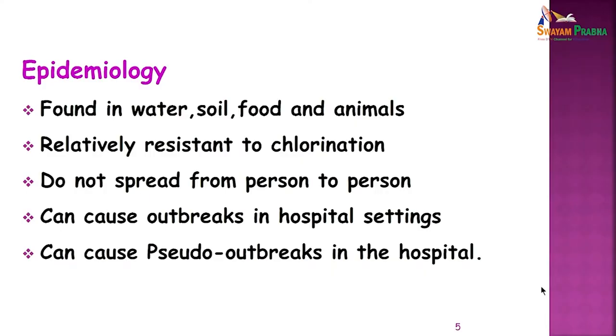These organisms are ubiquitous and found in water, soil, food, and animals. They are relatively resistant to chlorination and therefore can be found in running tap water. They do not spread person to person, but through the vehicle of water, they can cause outbreaks in hospital settings, in immunocompromised individuals, and are also known to cause pseudo outbreaks. That is, they have been cultured although they are not causing disease.